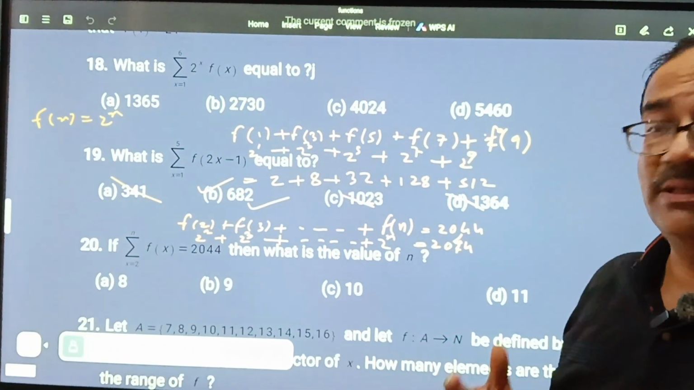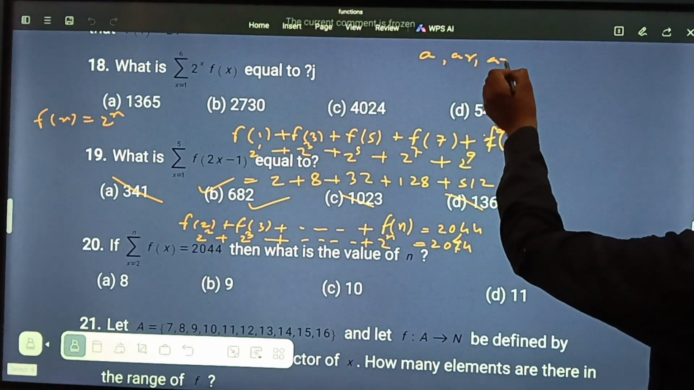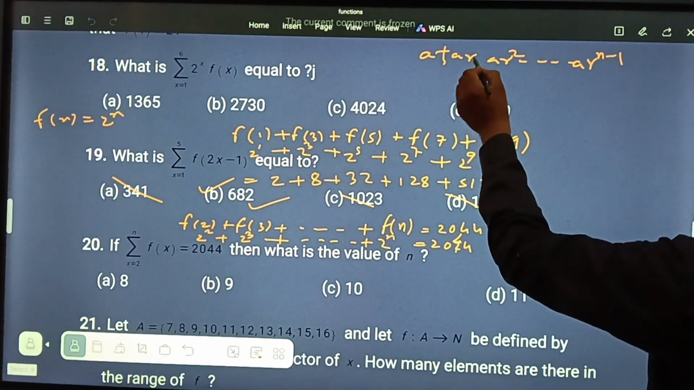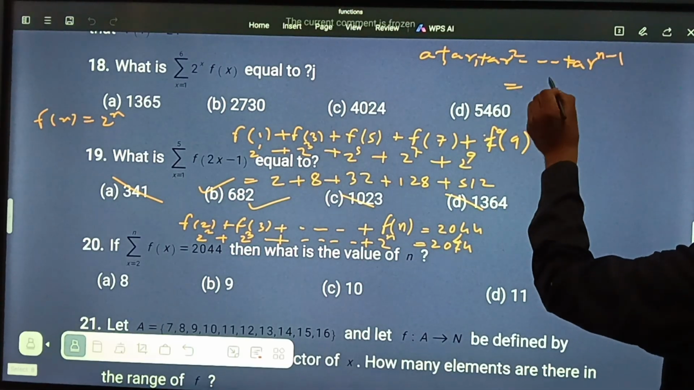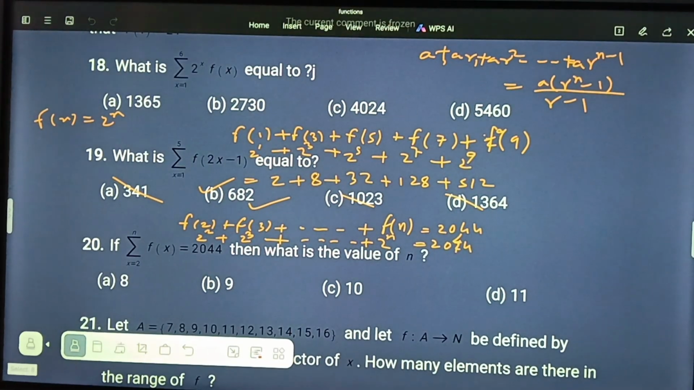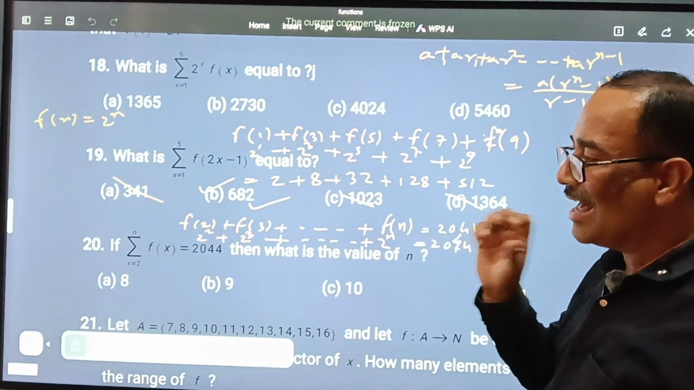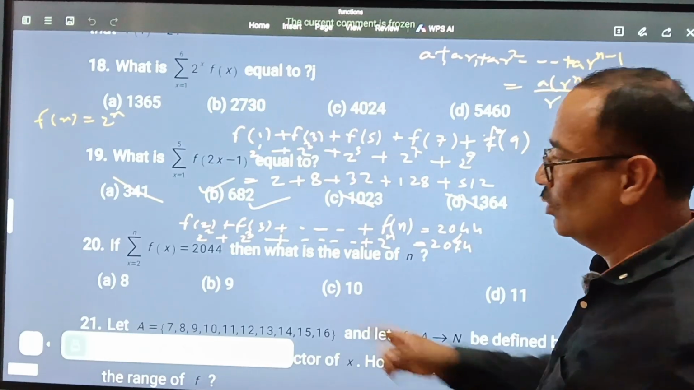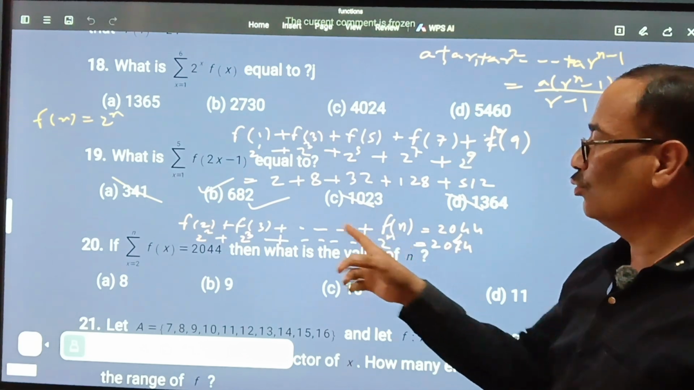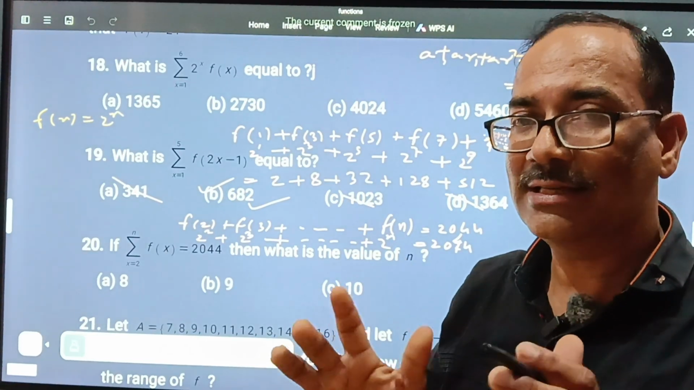So sum of GP, how to find? If the terms are a, ar, ar square up to ar to the power n minus 1, then the sum of these terms is given by a into r raised to power n minus 1 upon r minus 1. Using this formula, we can solve this problem. So here, how many terms are there? We start with 2 raised to power 2 and the last term is 2 raised to power n. So the total number of terms is not n. Total number of terms is n minus 1.